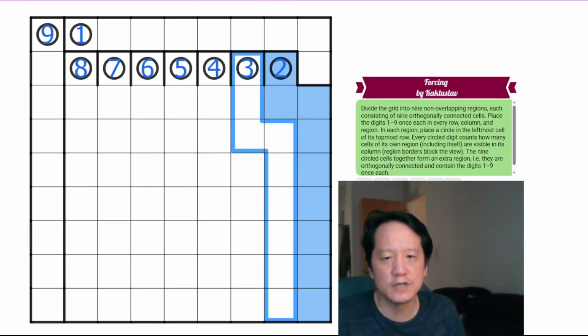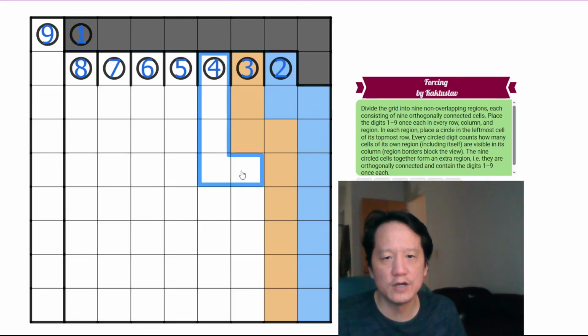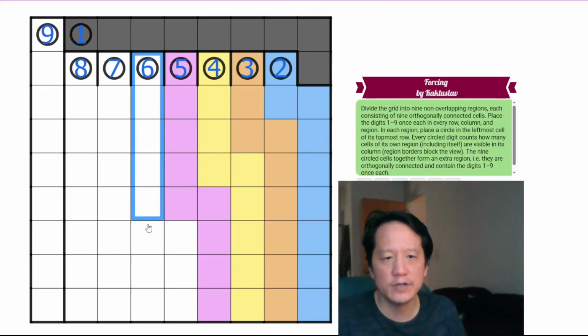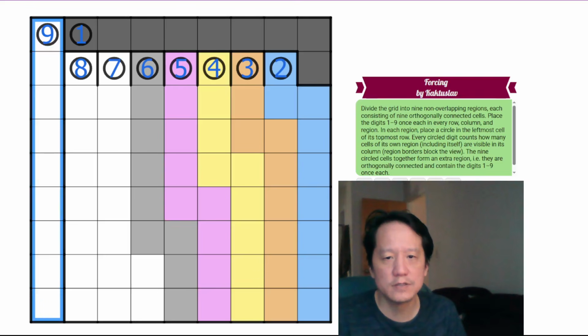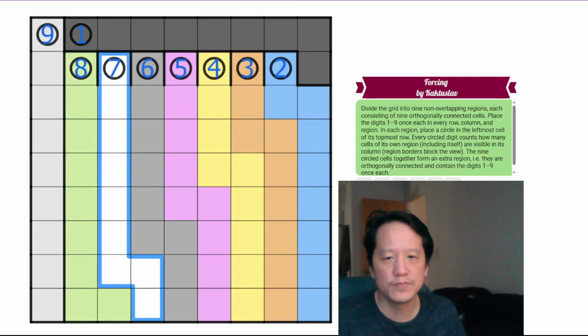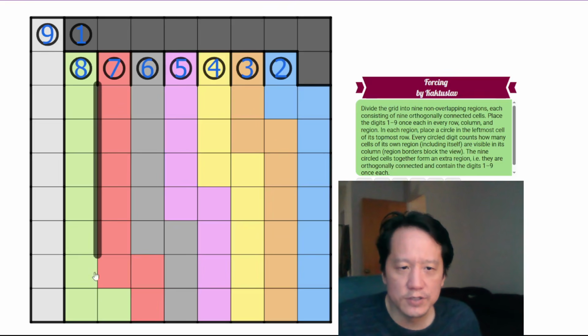This is, I don't know, orange. This will be dark, I guess. We'll have yellow here, pink here, medium here. This will be light. And we have green this way, and then red this way. So these are the regions.